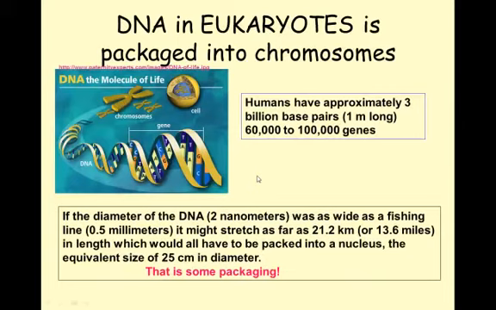If you look at the comparison between prokaryotes and eukaryotes, in eukaryotes, DNA is packaged into little bundles called chromosomes. Humans have approximately 3 billion base pairs and 60,000 to 100,000 genes. I think that number has been downgraded a little bit. We're probably talking between 30 and 60,000 genes in a human.